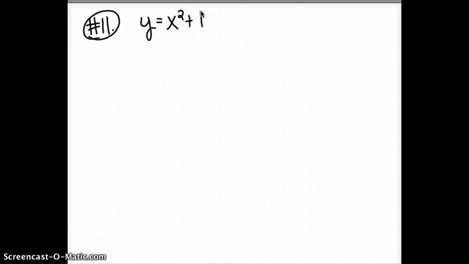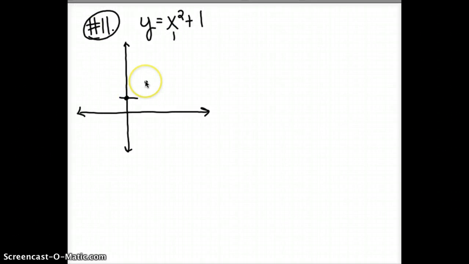So I want to get a picture of that going for you. Let's do a little sketch here. You should do that also. This would have a vertex at (0, 1), and then it'd go through (1, 2) and (2, 5), etc. So the parabola looks like this.